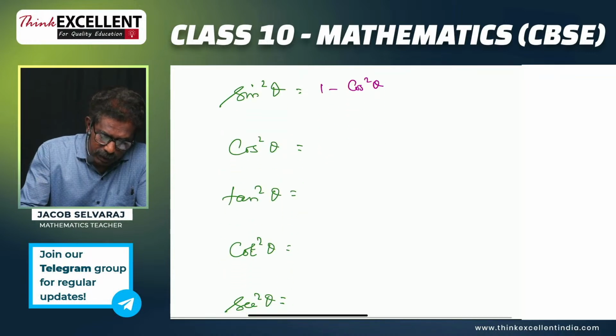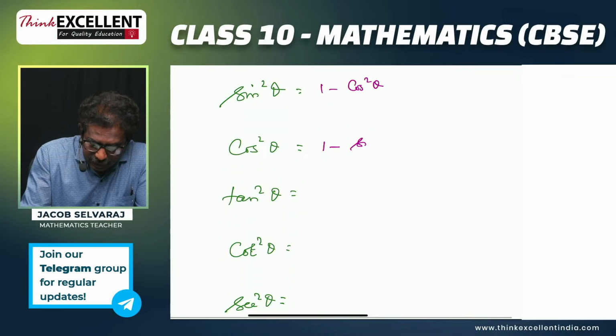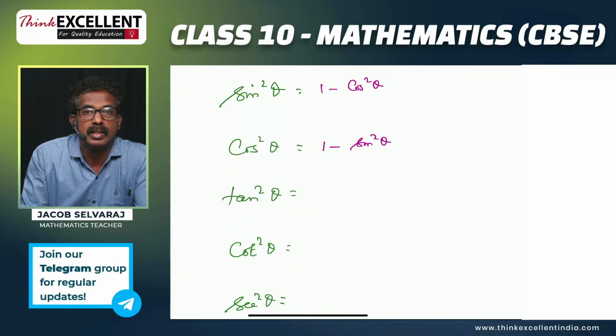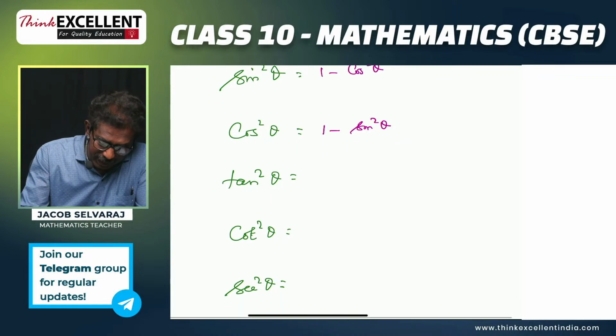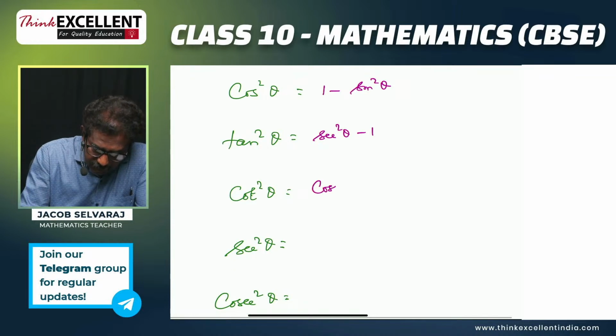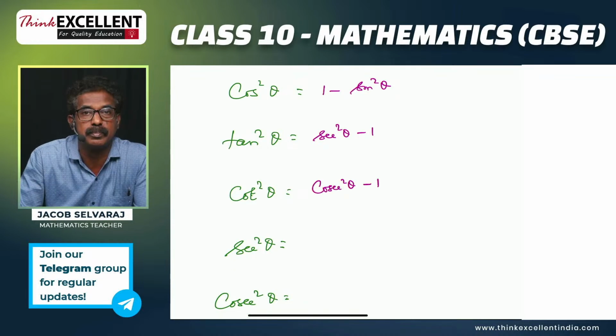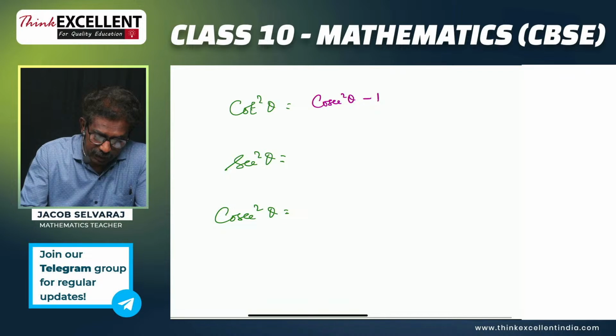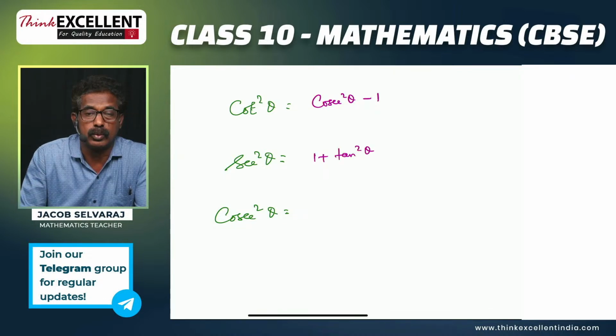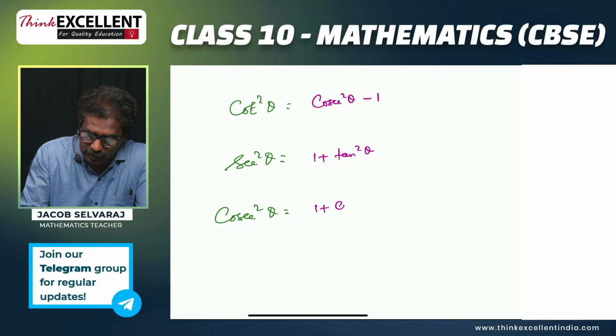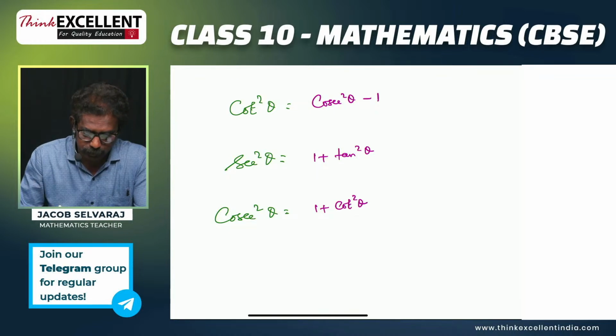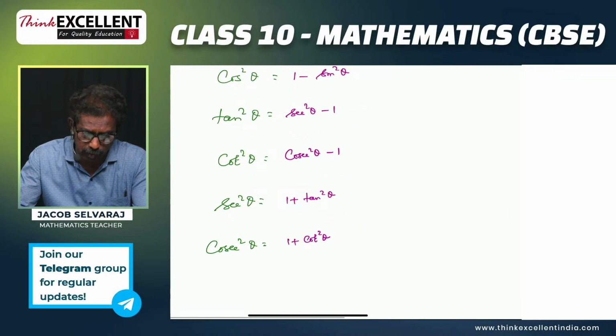Cos square theta is 1 minus sin square theta. Tan square theta, you can write it as secant square theta minus 1. Cot square theta is cosecant square theta minus 1. Secant square theta is 1 plus tan square theta, and cosecant square theta is 1 plus cot square theta. Okay, so these things you remember.